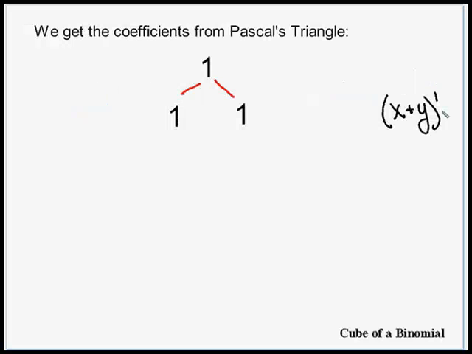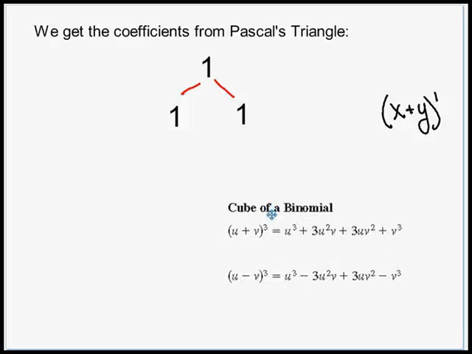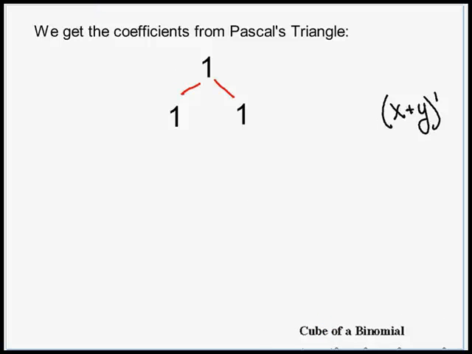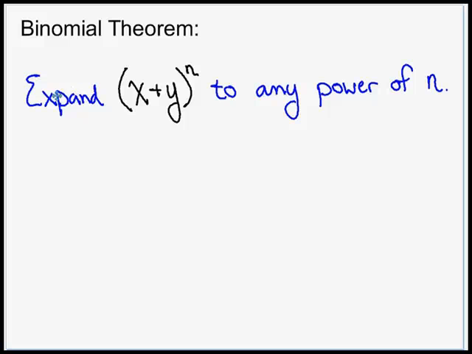In the textbook, we go up to the cube of a binomial. If we have some quantity u plus v or u minus v raised to the third power, we have this little formula that you can memorize to expand that binomial. And actually, this is just a small piece of a bigger picture. It's called the Binomial Theorem. And we're going to expand, I used x plus y instead of u and v, to any power of n. That could be to the 10th power.